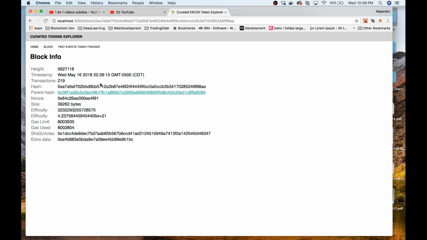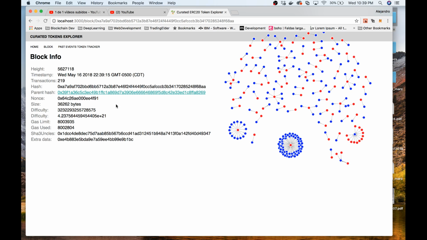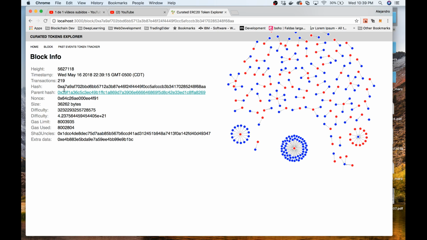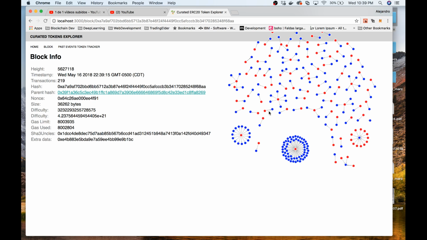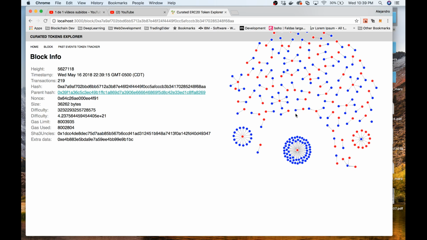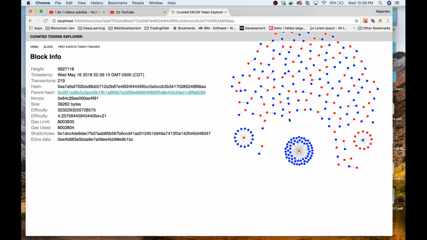If you go here, we can see what's happening in this block. We have the very basic information: the height, the timestamp, the hash, but also we can see, in this case, we have 219 transactions in this block. And here, the red dots indicate the address that a transaction came from, and the blue one is the address the transaction went to.